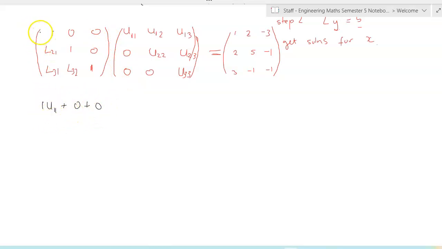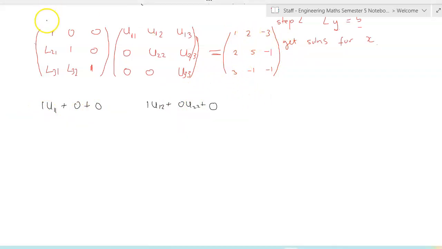Now I'm going to multiply the first row by the second column, and that's going to be here. So the first row by the second column is going to be 1 times U12 plus 0 times U22, which is 0, plus 0 times 0. And that's the second element. So the first element we have here will equal 1. The second element will equal 2.